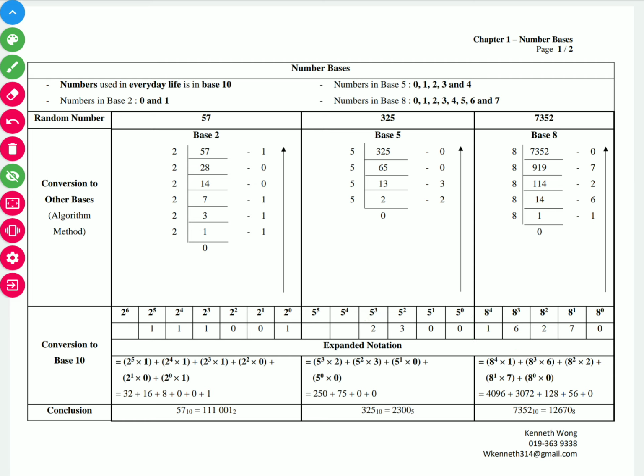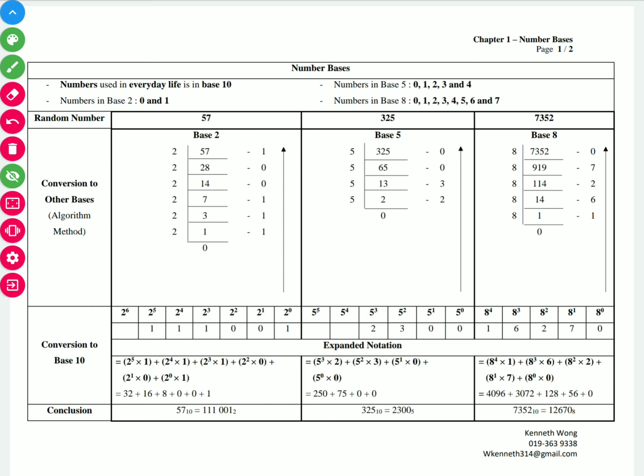I'll undo that. Okay, numbers used in everyday life are in base 10. Those are the numbers we normally use, which are 0 to 9. And when we join them together, that's when we can get tens, hundreds, thousands, and so on. If we see numbers in base 2, right here, you get 0 and 1. In base 5, you get till 4, and so on. So whenever you have a number in a certain base, it cannot reach that number.